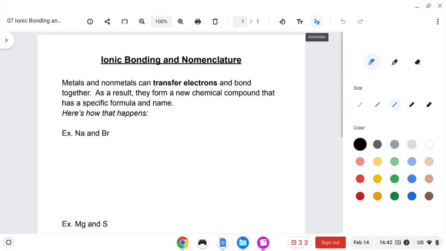So just a reminder about ionic bonding, that ionic bonding has to occur between metals and non-metals. And when this type of bonding occurs, the electrons between these two types of elements are transferred, okay? And then they result in a difference in attraction. So there's positives and negatives that get formed. We're going to show you in a second. And this strong attraction bonds these elements together into a compound, okay? And we form a new chemical compound that has a very specific formula and name.